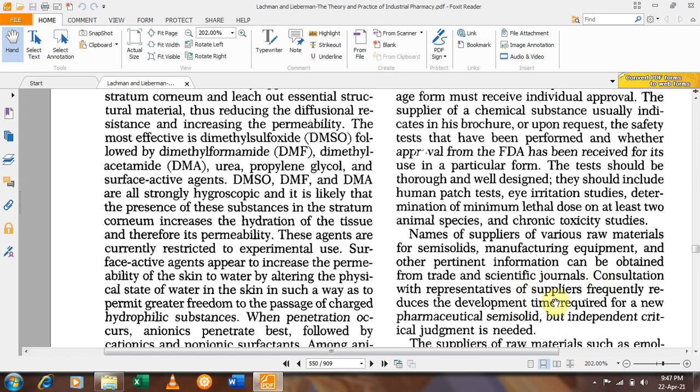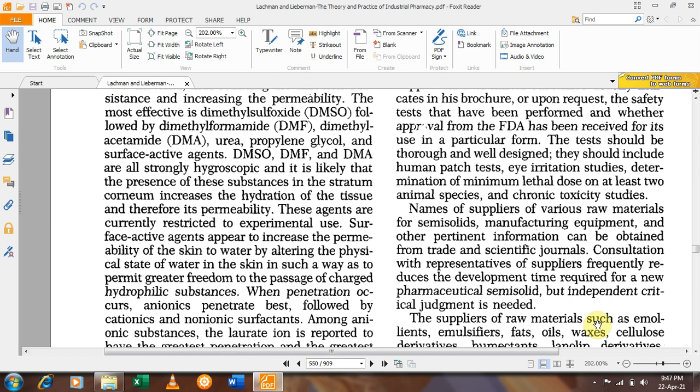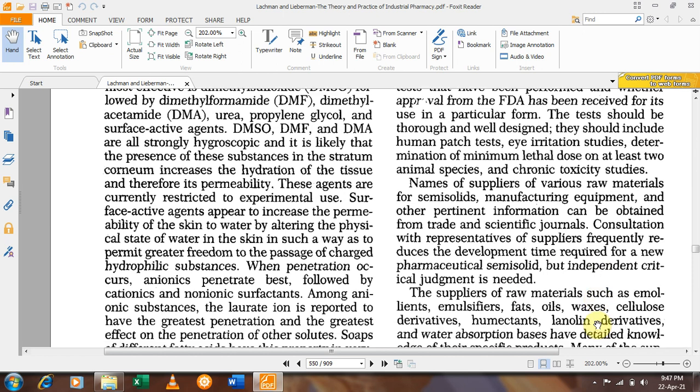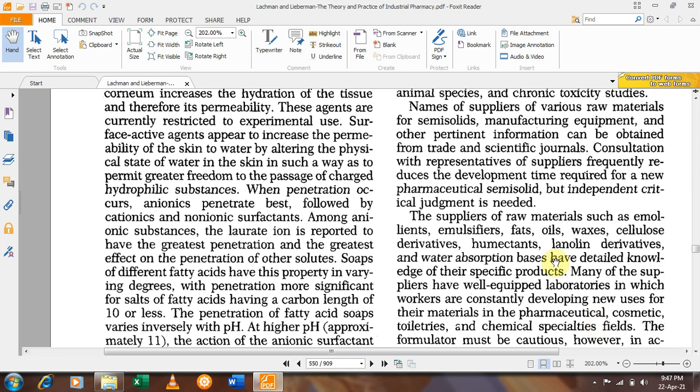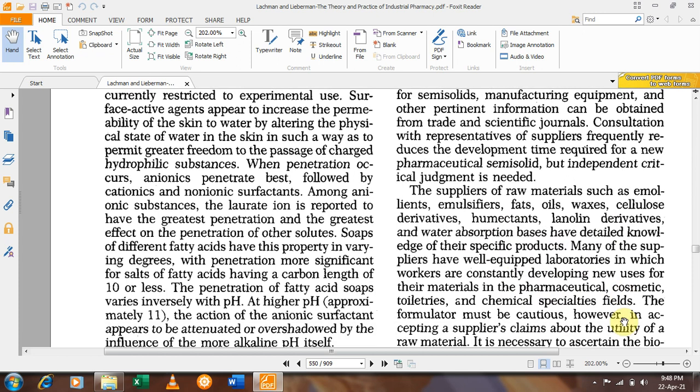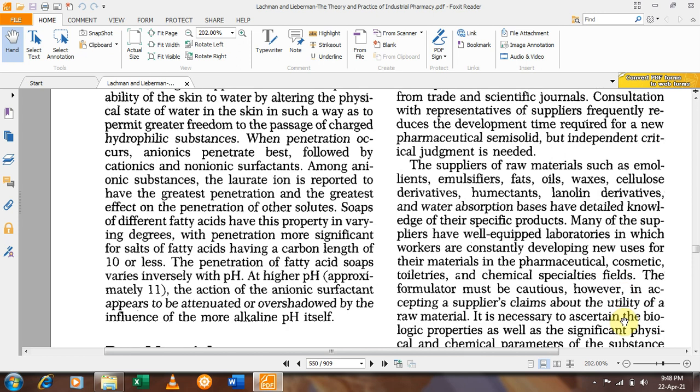Consultation with representatives of suppliers frequently reduces the development time required for a new pharmaceutical semi-solid dosage form, but independent critical judgment is needed. Apart from this consideration, the suppliers of raw materials such as emollients, emulsifiers, fats, oils, waxes, cellulose derivatives, humectants, lanolin derivatives, and water absorption bases have detailed knowledge of their specific products. Many of the suppliers have well-equipped laboratories in which workers are constantly developing new uses for their materials in the pharmaceutical, cosmetic, toiletries, and chemical specialties field.